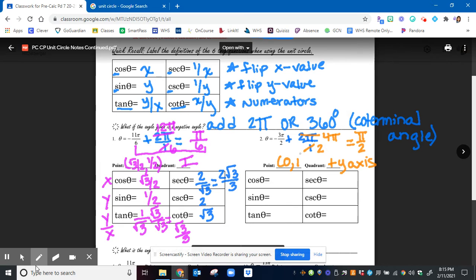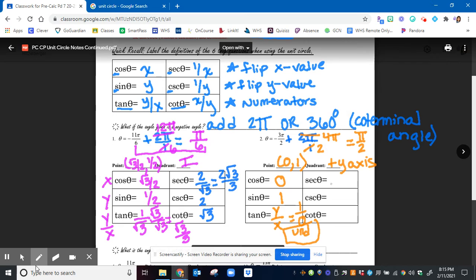Okay, and then once again, you go through, try to beat me if you can. So cosine goes with x, which is 0. Sine is y, which is 1. Tangent is y over x. So that's going to be 1 over 0. But remember, 0 is not allowed to hide under the denominator, so it's undefined.